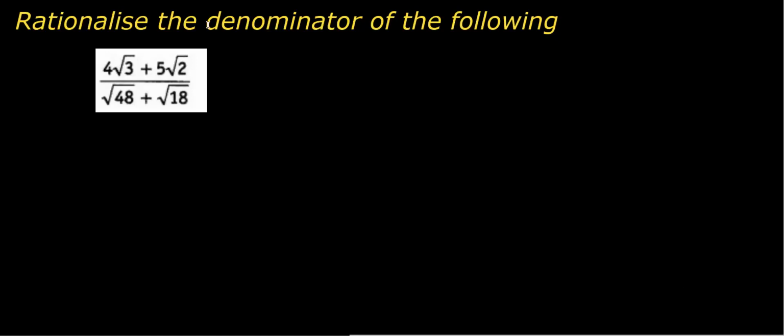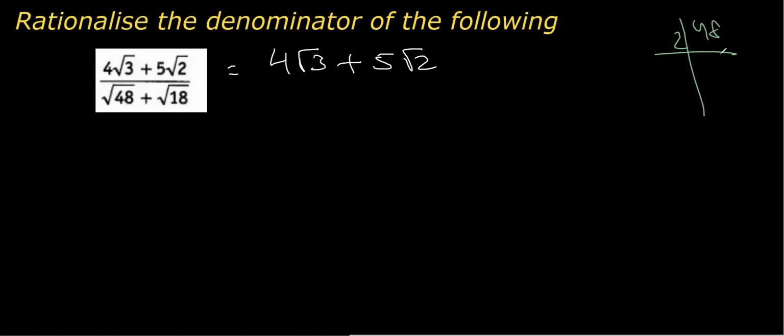In the last part of this question, we are doing the last question of this video. Here also we can see that the denominator is in the form of a plus b. But we need to simplify the denominator first before rationalizing it. So what I'm going to do here is write root 48. Let me factorize 48.